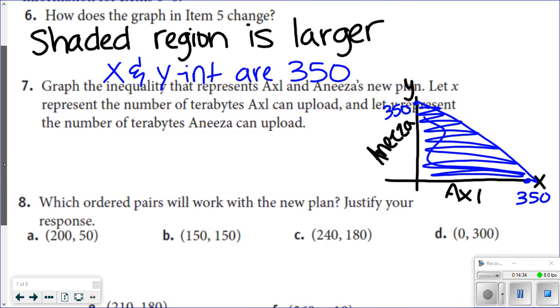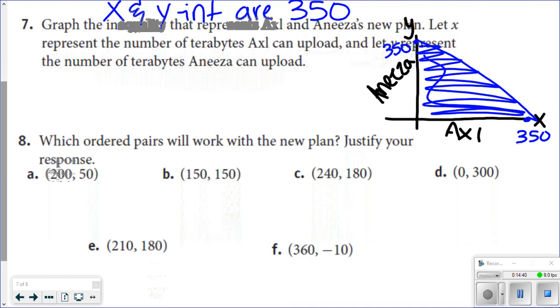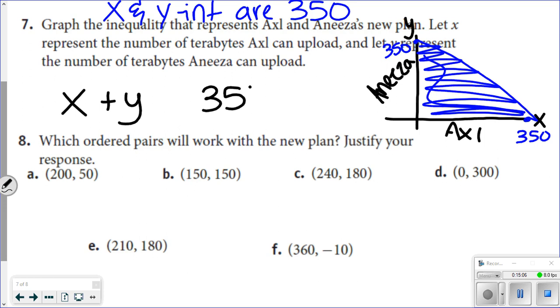So question 8, obviously we could spend time graphing these, but our graph in the My Notes section of our book is not going to be perfect. So instead of plotting all of these ordered pairs to see if they work or not, what else could we do? We could just add them together, right? If I was thinking about writing an inequality, I'm just going to put it in this space right here because I have room. Axel plus Anisa, they have a total of 350. They could be exactly equal to that, but they also have to be anything less than that.